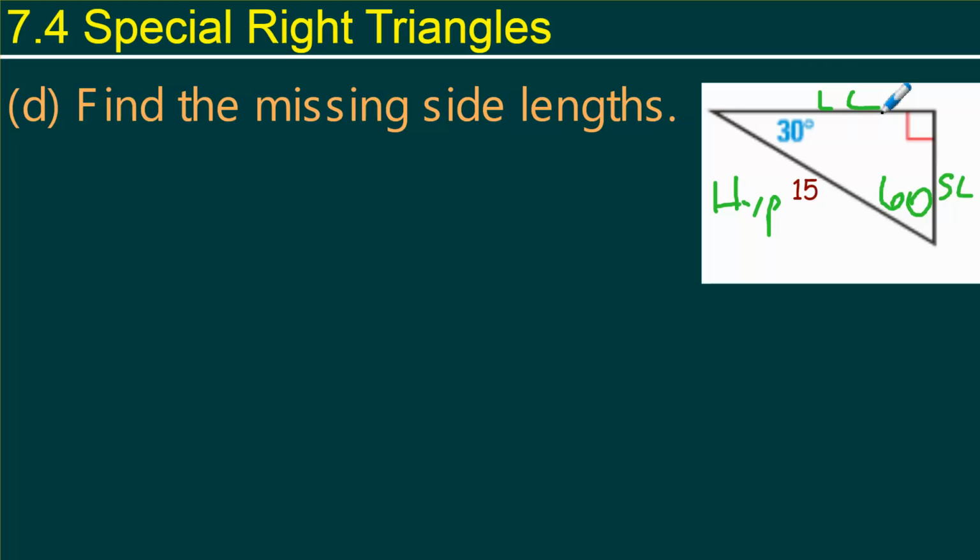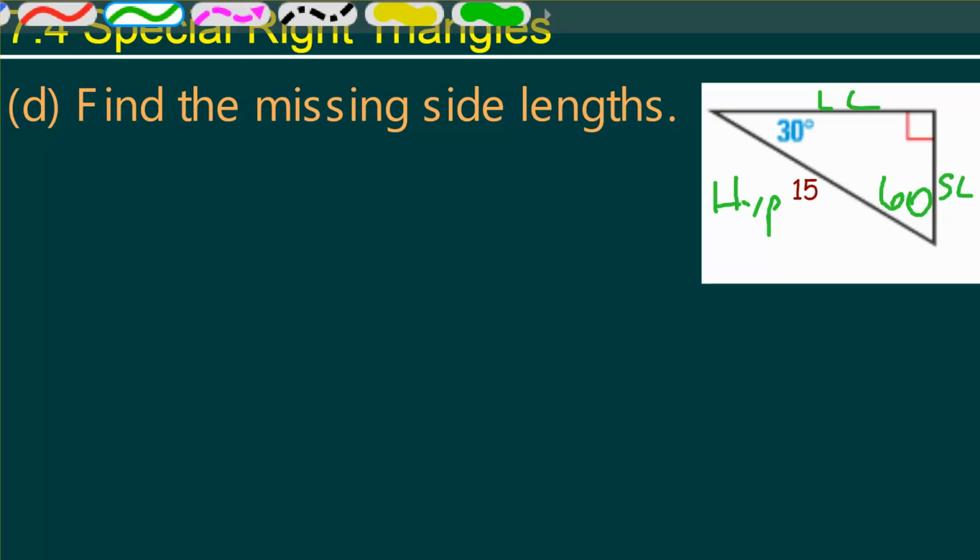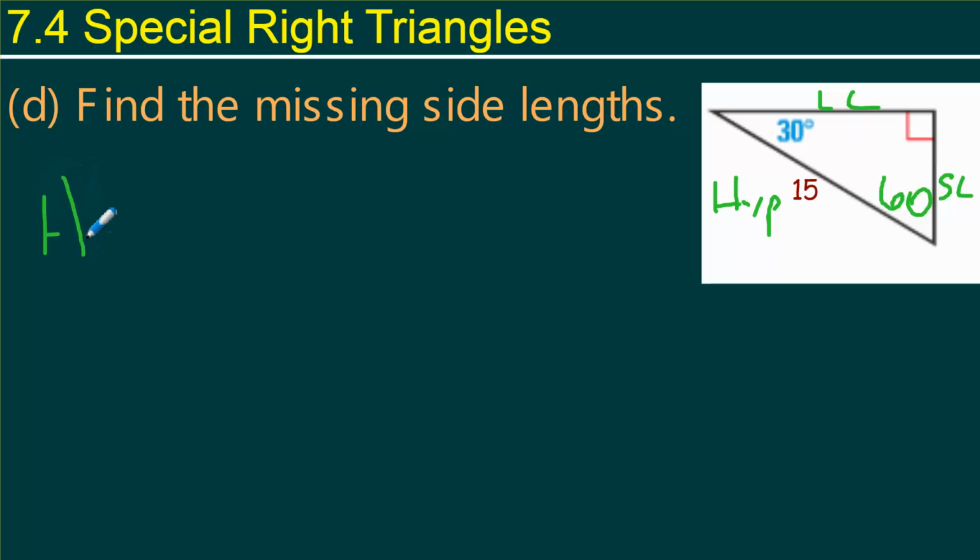Now, we know that the short leg is half of the hypotenuse. So they're tricking us and we're getting a fraction in here. If 2 times the short leg equals the hypotenuse, or the hypotenuse equals 2 times the short leg, then we can go ahead and substitute in.